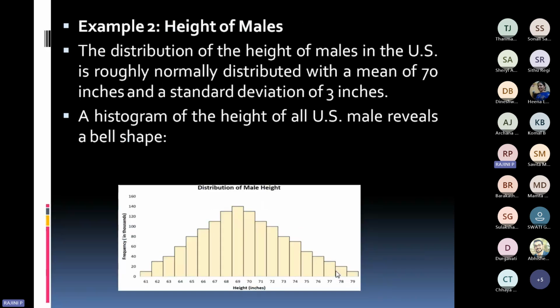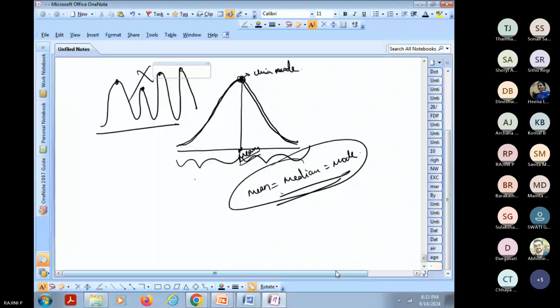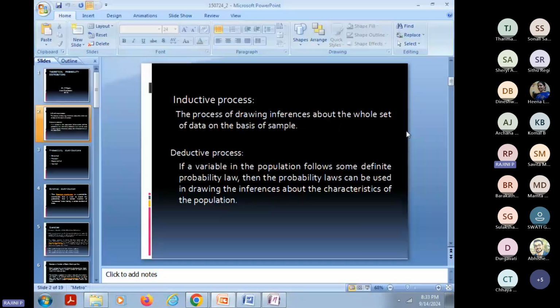Similarly, you can go for the height of males, and next shoe sizes. These are the examples of the normal distribution. Is it clear, everyone? These are the probability distributions. Any doubt anywhere? Is it clear, everyone? Yes, ma'am. So this is done.